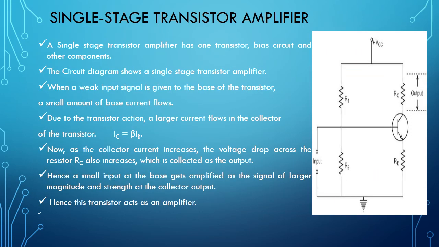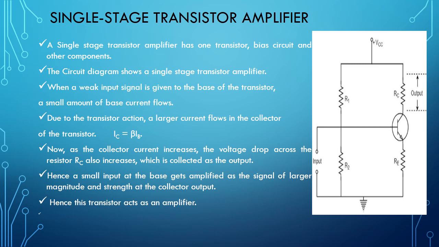Now we'll see the single stage transistor amplifier. When only one transistor with associated circuitry is used for amplifying the weak signal, that circuit is called a single stage amplifier, like this. This transistor amplifier circuit has one transistor, a biasing circuit, and other components.